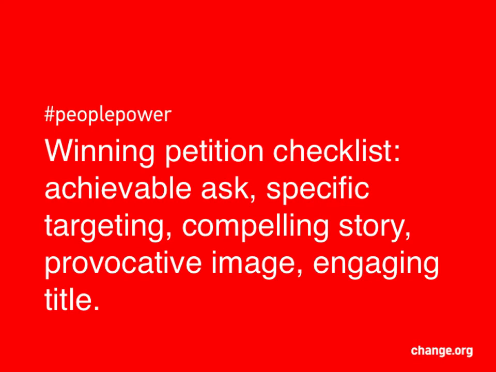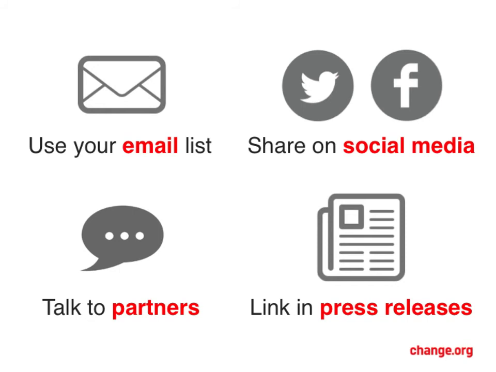So you've got your petition ready to go, and the next thing you need to do is start to distribute that petition and put it in front of the people that potentially want to support you and sign this petition. So I've got a couple of things up here that speak to the ways that you can start to promote your petition. Certainly using your email list is really important. Sharing on social media is a great way to get awareness.